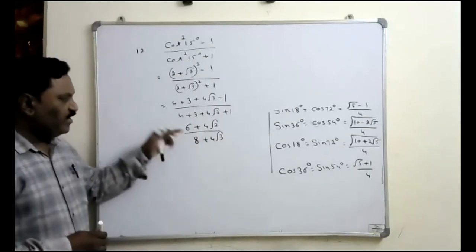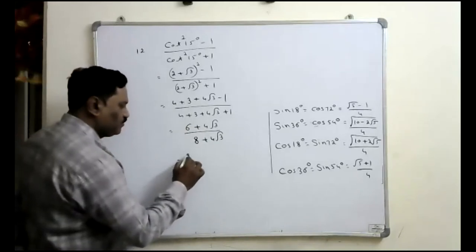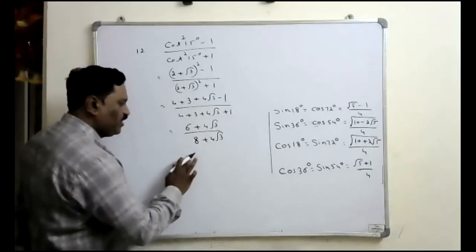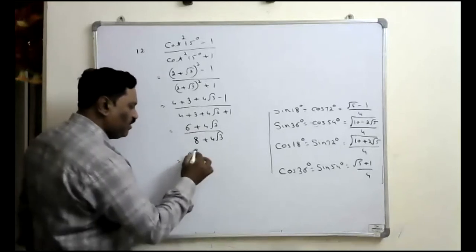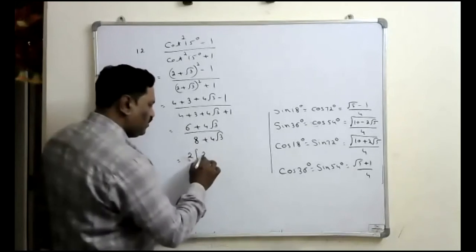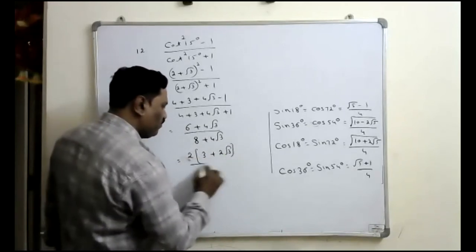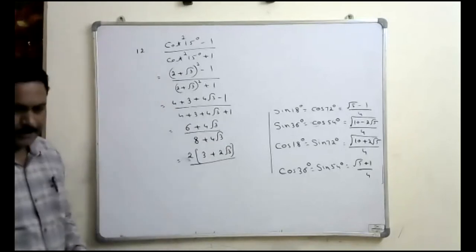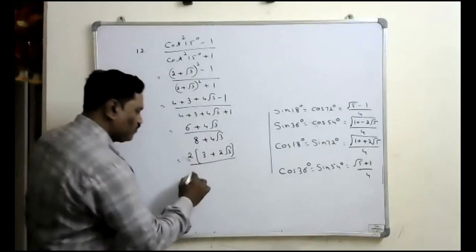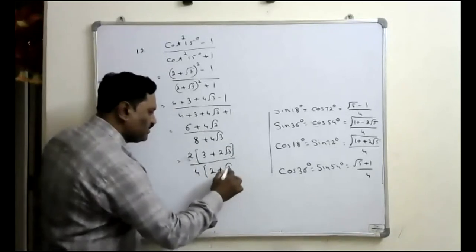Now from the numerator, what can we take common? 2. We can take the 2 common. Then what is remaining? 3 plus 2 root 3. From the denominator, what can we take common? 4. Remaining is 2 plus root 3.